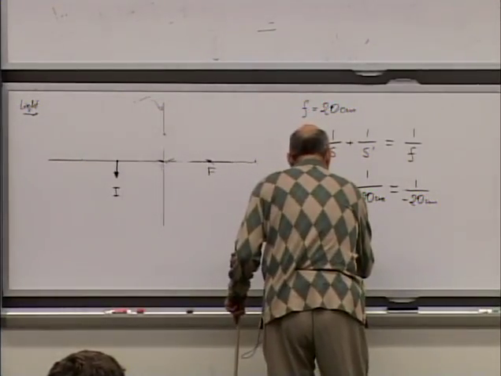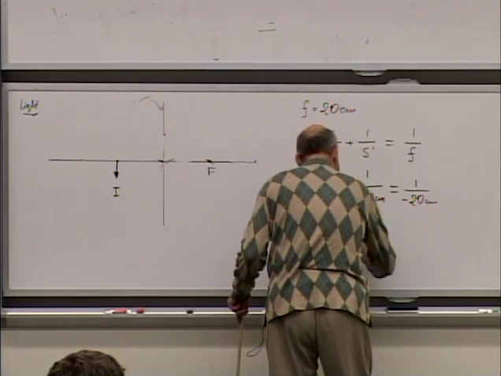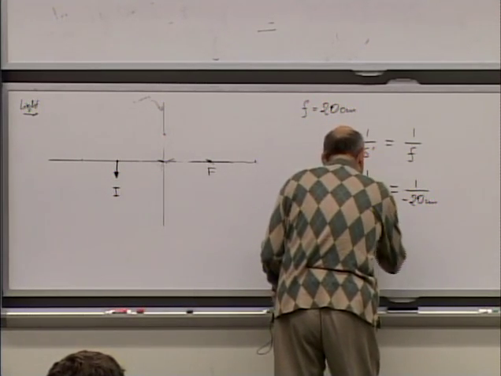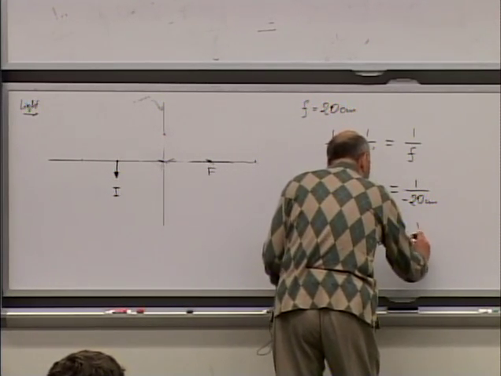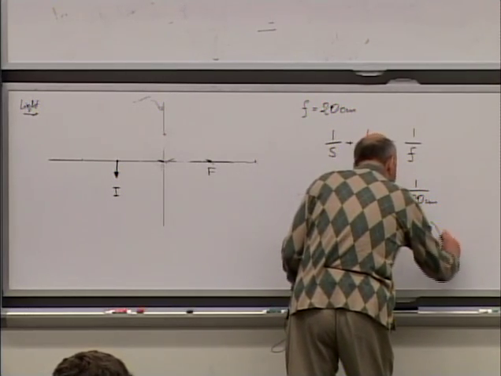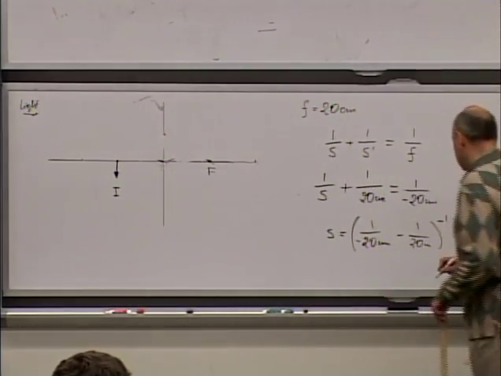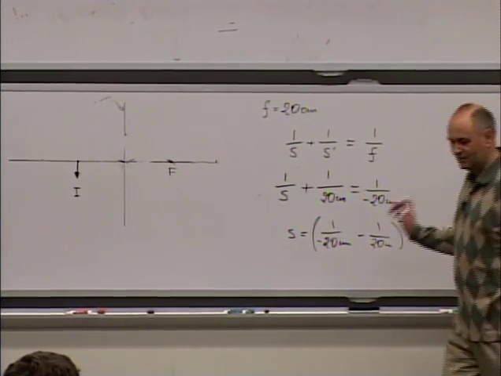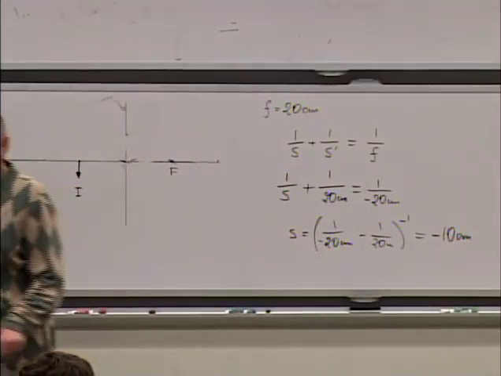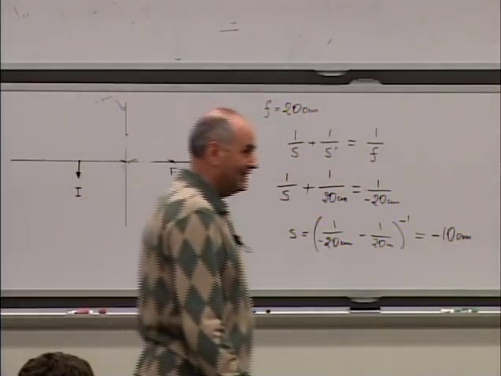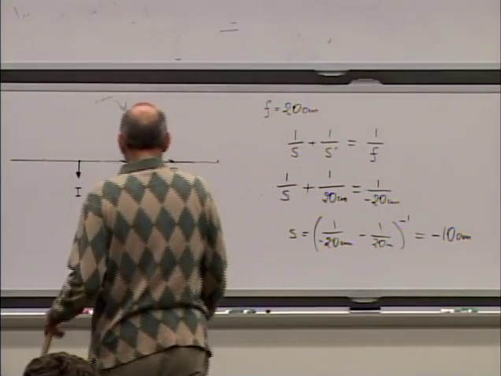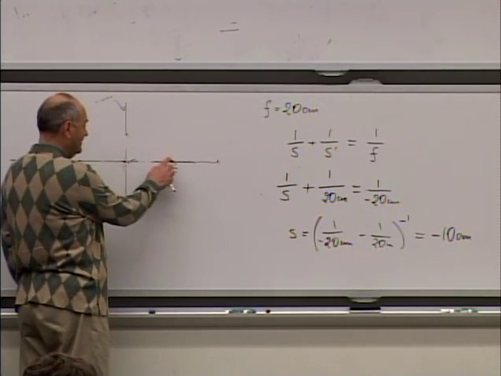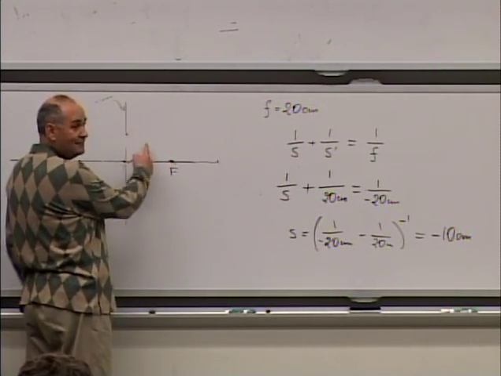So from that, 1 over S is equal to minus 1 over 20 centimeters. If I move this one to the other side, I will get another 1 over 20 centimeters, to the minus 1. So from that, I'm going to get minus 10 centimeters. Check if I calculated it right. Is it correct? All right. Which means that where the object should be, somewhere between, this is minus 20, so it should be halfway over here.